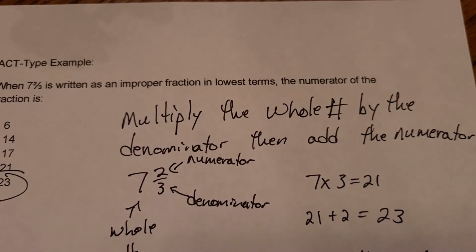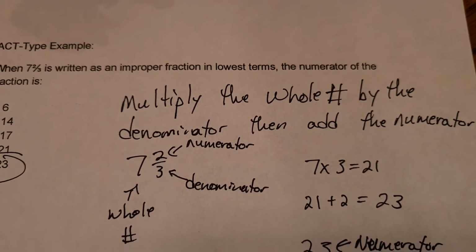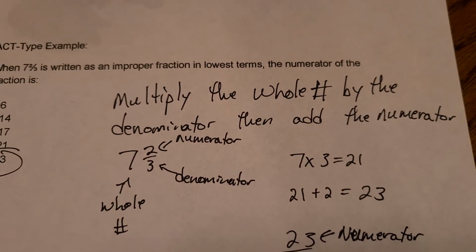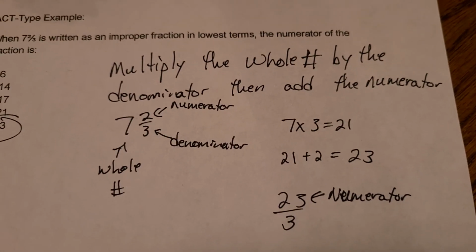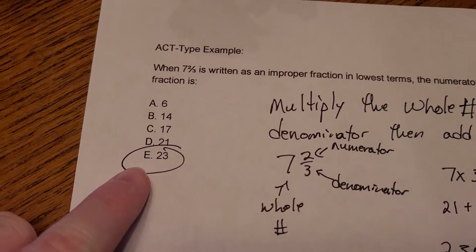So in our mixed number here, we have 7, which is the whole number. 2 is the numerator, 3 is the denominator. So 7 times 3 is 21. 21 plus 2 is 23. So our numerator would be 23. The denominator would be 3, but they only asked us for the numerator, which is 23. All right.